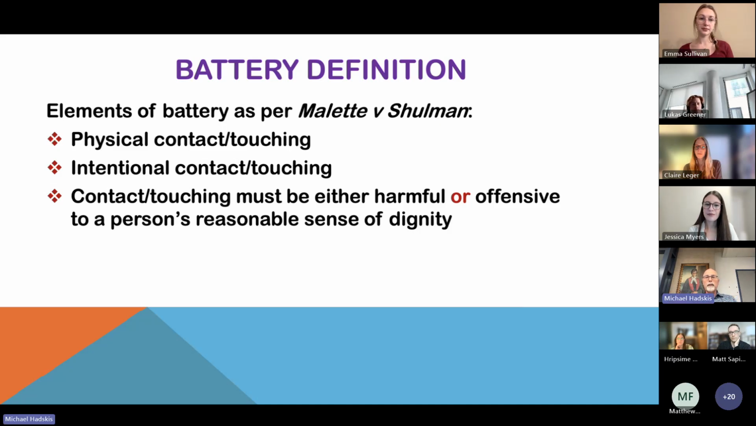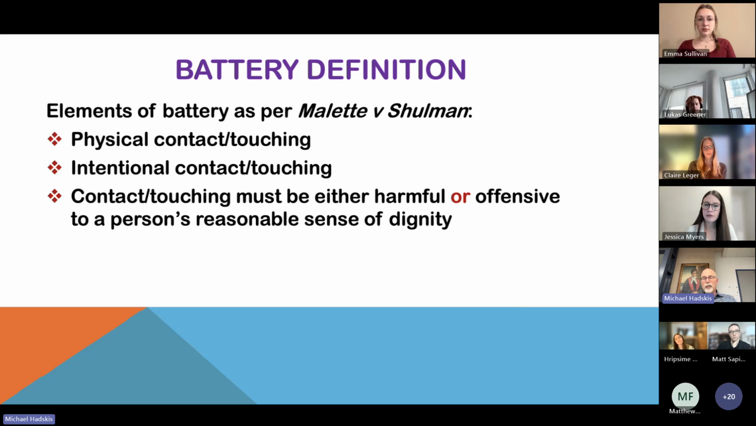Offensive to a person's reasonable sense of dignity. So now the question is, does someone suffer an indignity by having smoke blown in their face? And one suffers an indignity when one is humiliated or degraded. And so do you think in this particular case there is humiliation? Yes. Yeah, yeah.